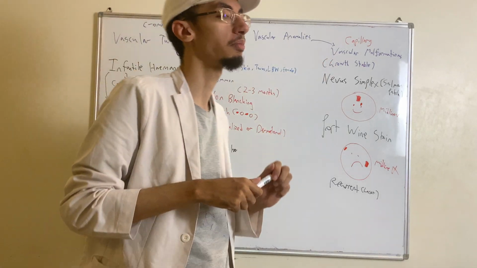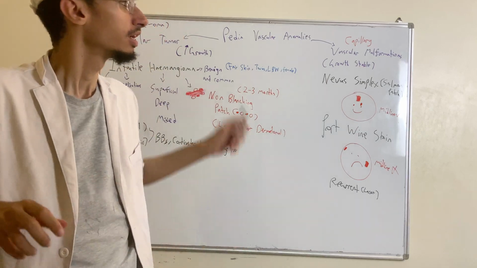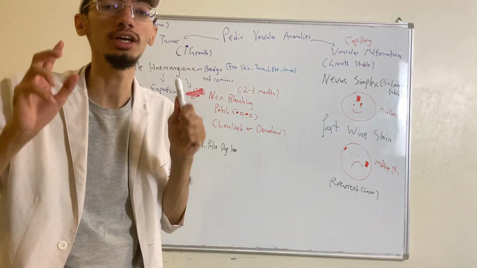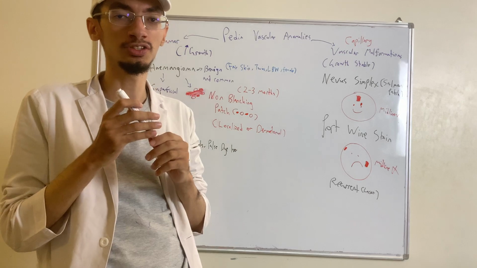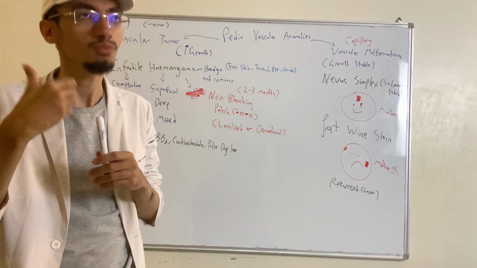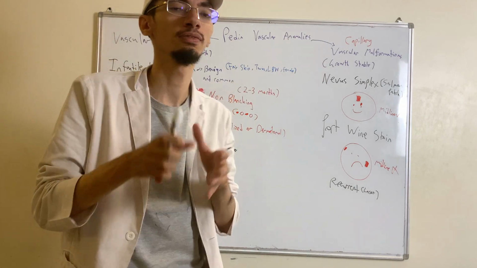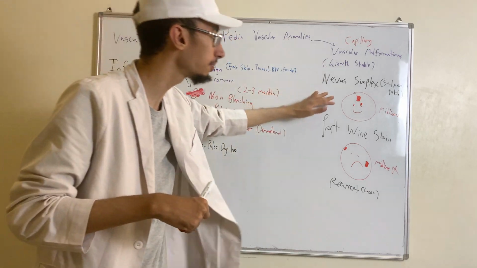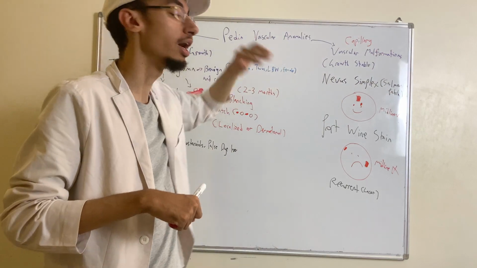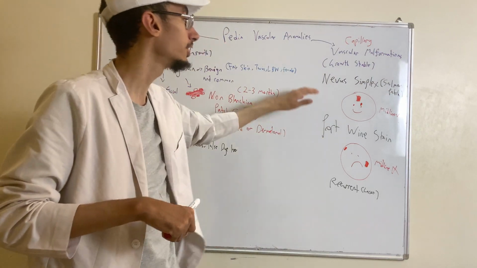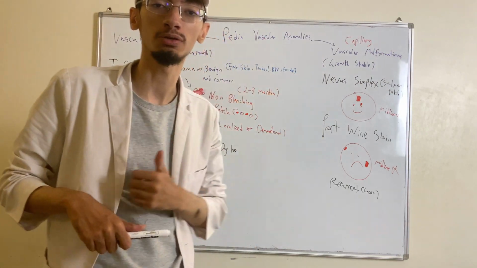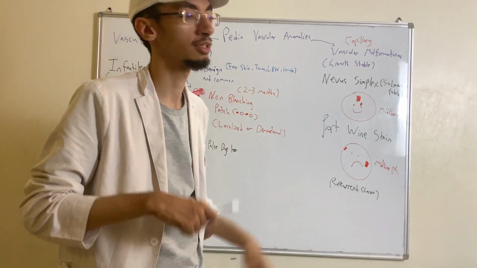Let's start with vascular malformation. Now again, these vascular anomalies occur at birth. Okay? You typically see them appear at birth or after a couple of months. So let's start with the vascular malformation at the level of the capillaries. We have nevus simplex or salmon patch, and we have port wine stain. With nevus simplex, this is what I had when I was a child. Nevus simplex is a misnomer.